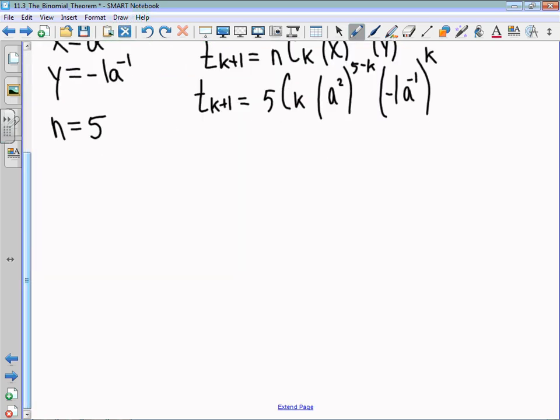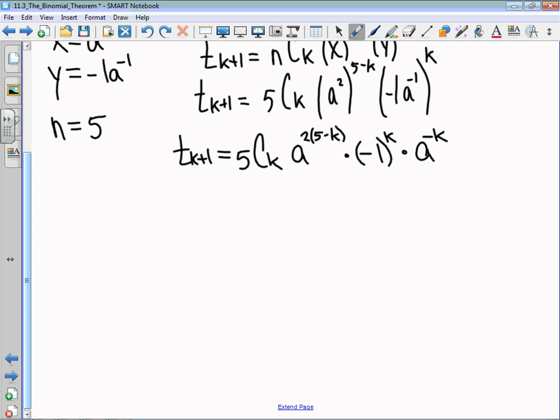So I'm going to say that term k plus 1 is 5 choose k. Because we have a power on a power, I'm going to write this as a to the power of 2 times 5 minus k. Then I'm going to write the -1 separate, which is going to be the power of k. And then because I have a to the -1 to the power of k, that can become a to the power of -k. And maybe I'll show that if I had a to the -1 to the power of k, that's a to the power of -1 times k, which I wrote as a to the power of -k.